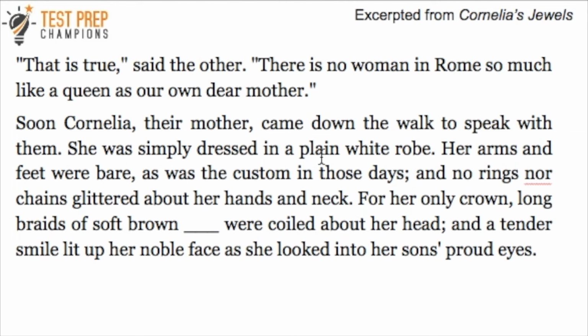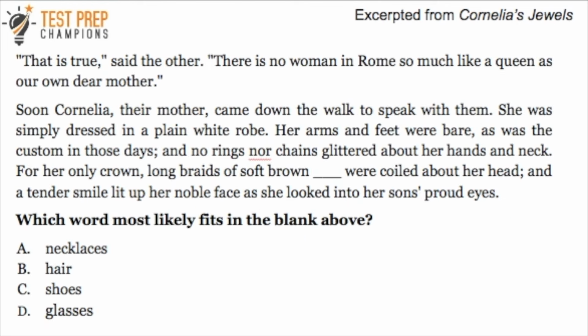And this little red squiggly line, that's just something my computer's doing. That doesn't have anything to do with the passage or the question. The real question is, which word most likely fits in the blank above? Is it A, B, C, or D? Let me give you a chance now, if you'd like to pause the video, think about this, and whenever you're ready, we'll go over the answer.